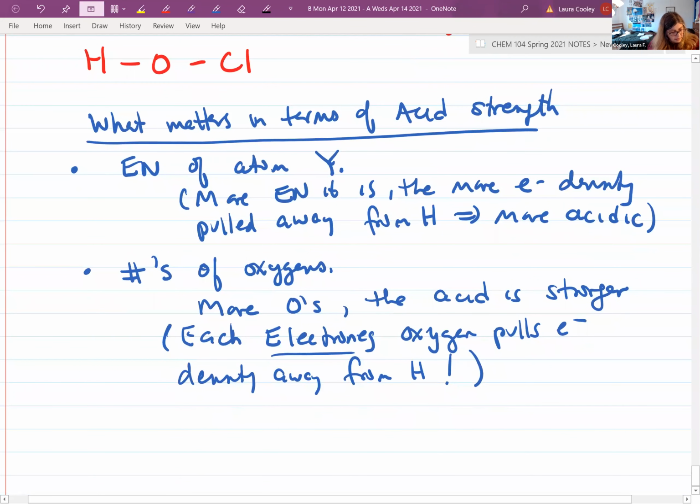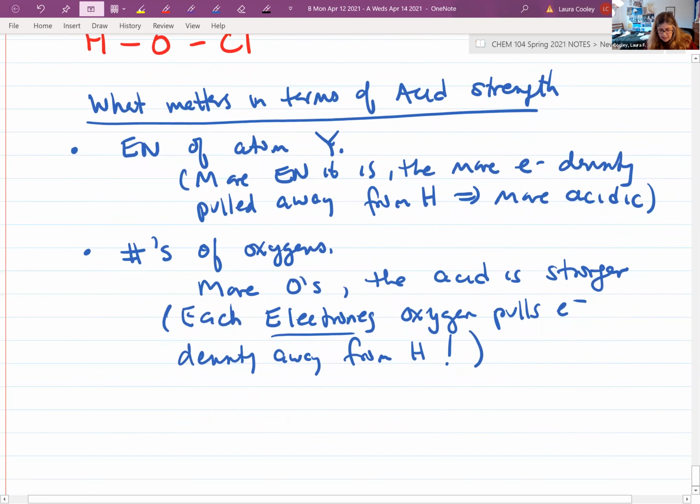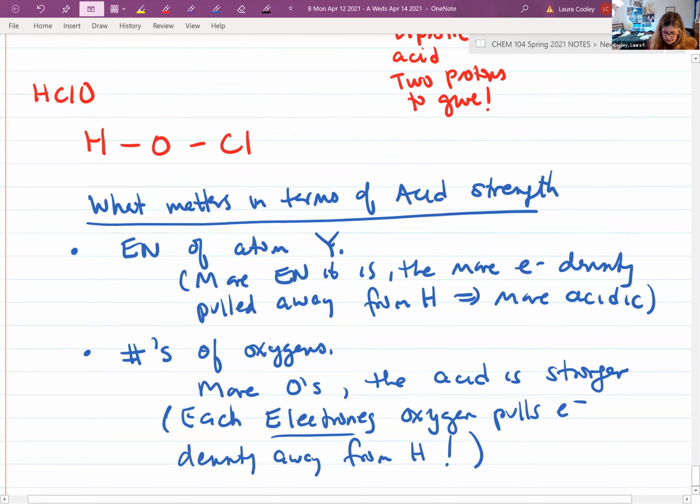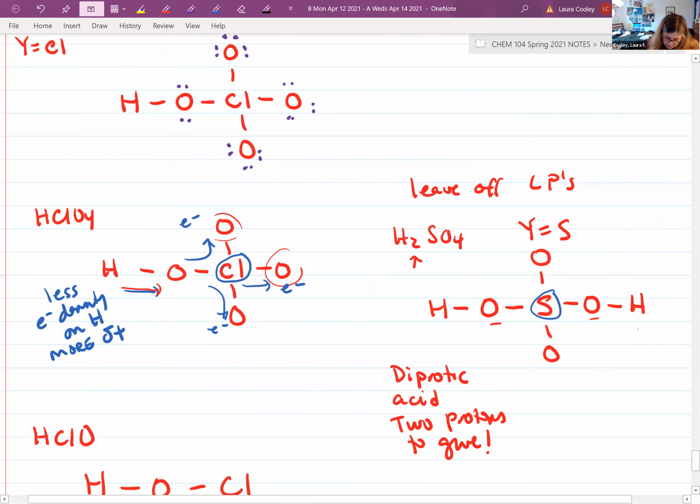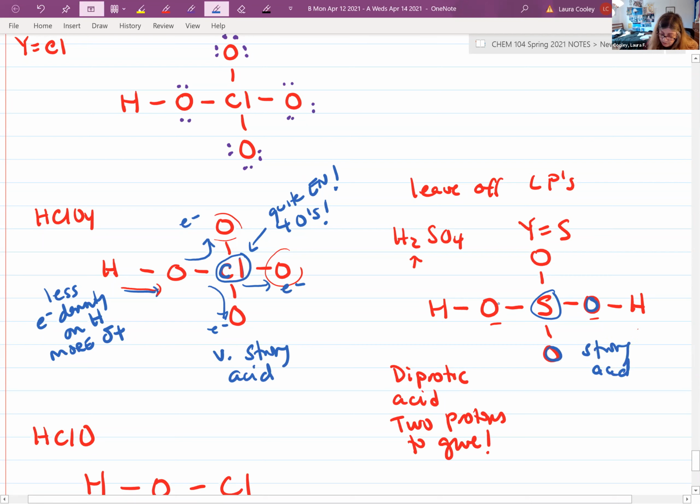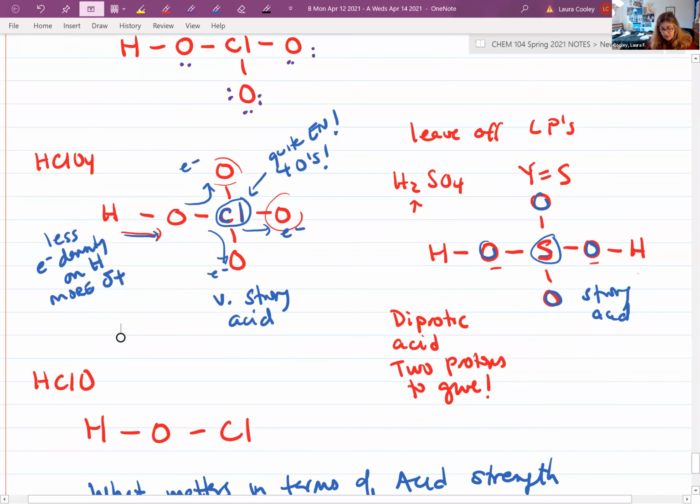So if we go back to HClO4 here, HClO4 is an extremely strong acid. Look, it's got a pretty electronegative chlorine in here. And it's got 4 O's. So this is a very strong acid. This is also a strong acid. It has 4 O's, even though it only has a sulfur, which is not all that electronegative. It's enough to make it a very strong acid.